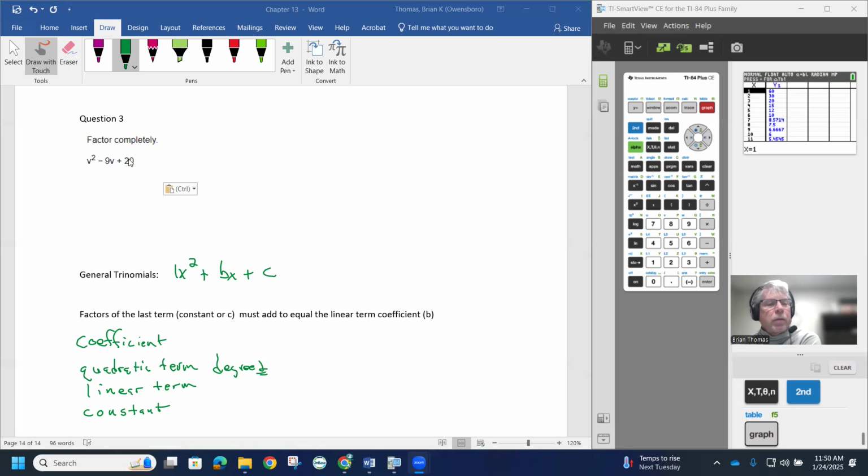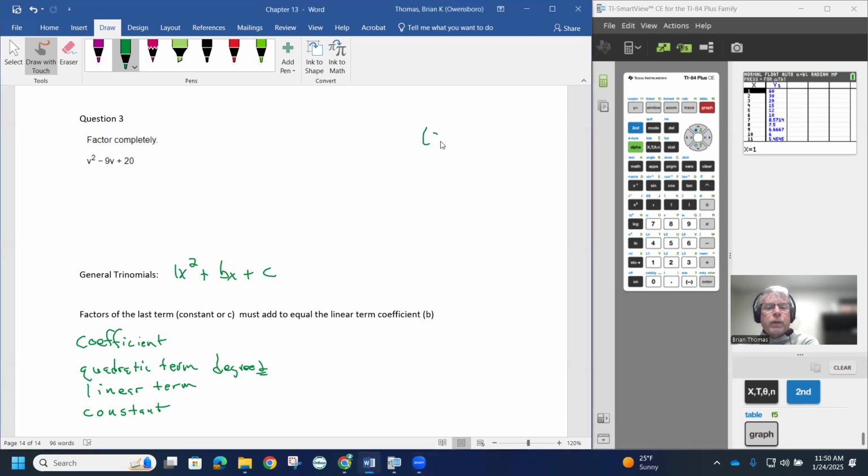This does not make a perfect square. So we have to do what we call a general trinomial. So again, we can treat almost everything like a general trinomial. This kind of becomes a one size catches all. Now remember, what we used to do is multiplying things together.